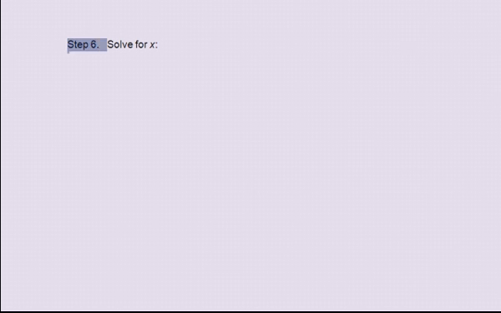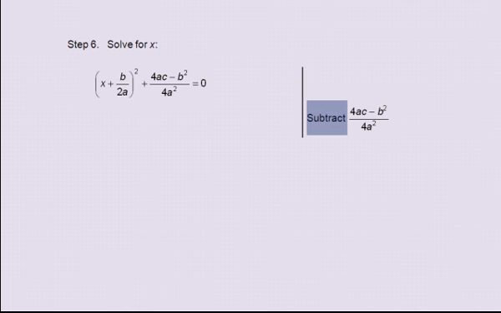Step 6. Solve for x. You start with the result from step 5 and set it equal to 0. So x plus b over 2a all squared plus 4ac minus b squared all divided by 4a squared equals 0. First, subtract the constant 4ac minus b squared all divided by 4a squared from each side. This gives x plus b over 2a all squared equals b squared minus 4ac all divided by 4a squared.